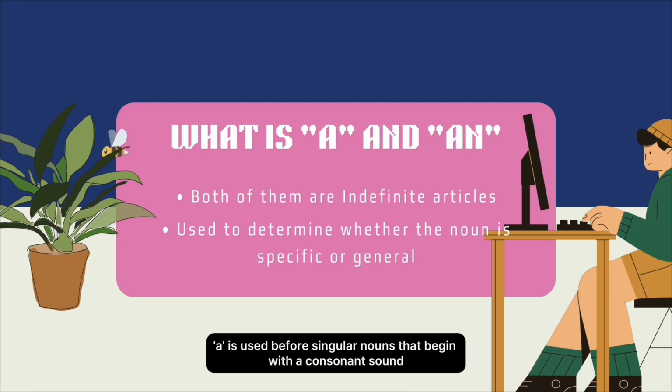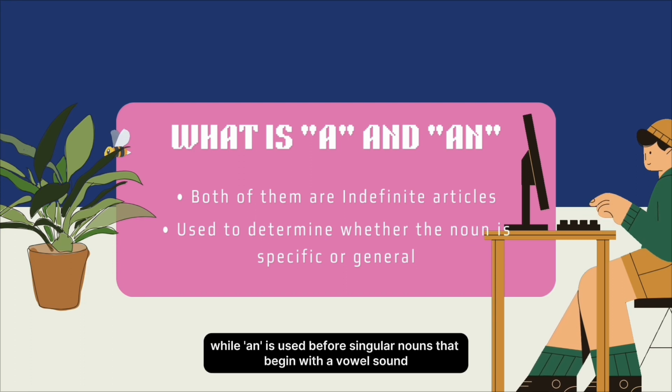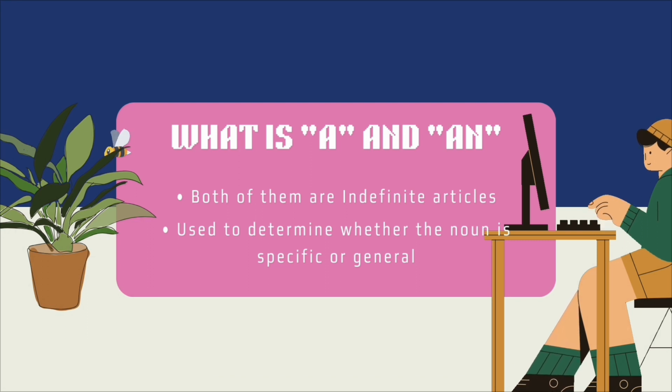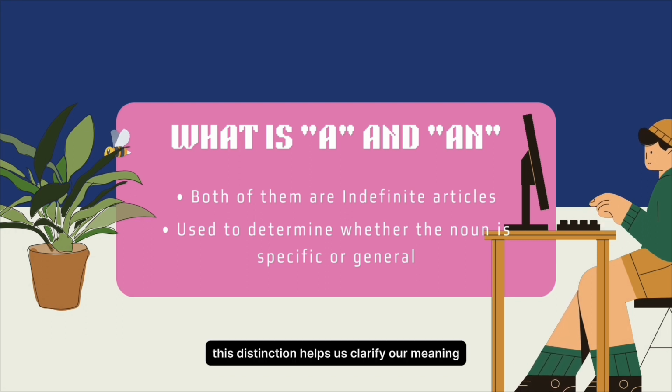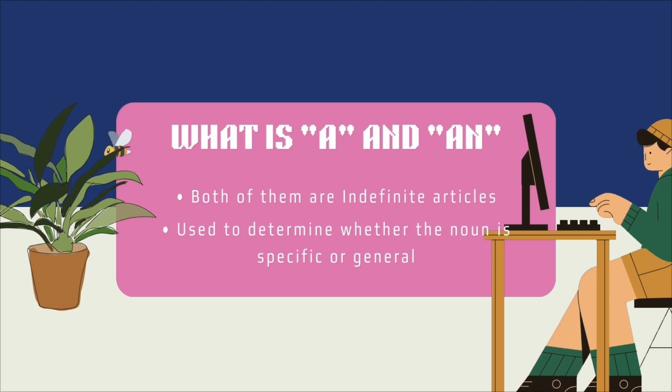A is used before singular nouns that begin with a consonant sound, while an is used before singular nouns that begin with a vowel sound. This distinction helps us clarify our meaning and communicate more effectively.